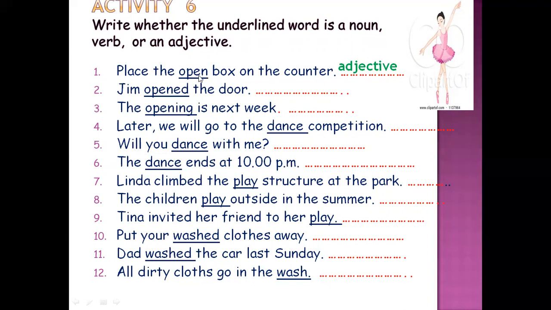The underlined word is open. So the word class is adjective. It's an adjective. It describes this noun box. What type of box? An open box. It is open. It is always open. So you can say open box. Box is the noun. So it is modified by this word open. So open is the adjective.